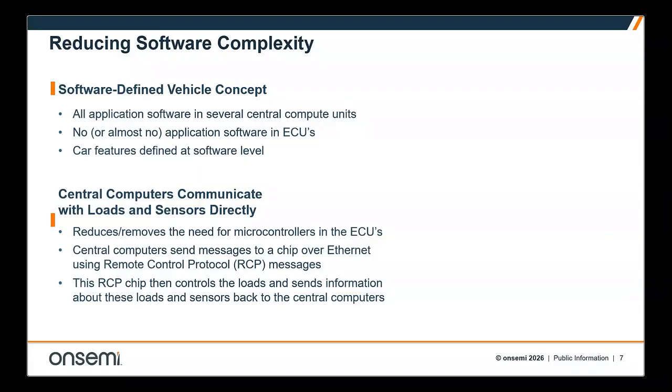The central computers communicate directly with loads and sensors over the network. Specifically, they use a remote control protocol, or what we call RCP, sending messages over Ethernet to a specific dedicated chip. The RCP chip then controls the loads and sends information about those loads and sensors back to the central computer. So intelligence moves to the center while the edge becomes simple, low cost, and software controlled. This is exactly where onsemi's 10BASE-T1S and especially the RCP solution fits in, and it is the foundation of everything that follows.